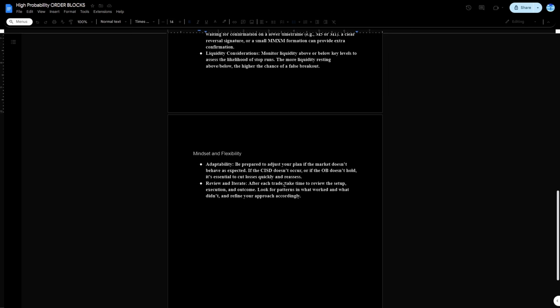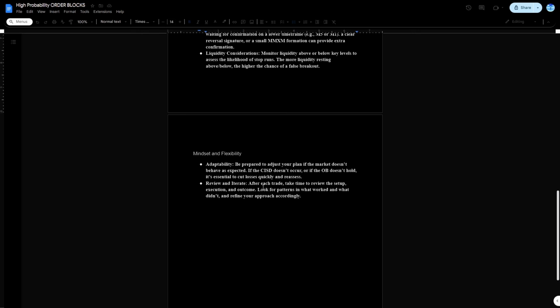Don't just hop back into a trade or rush and get panicked. Even if you don't take another trade that day, there's always a trade the next day, coming into the next week. We're always going to get beautiful setups. Review every trade. Every trade you take, review the time, why you took it, the execution, the outcome, and look for patterns in what worked and why it didn't, and refine your approach accordingly.